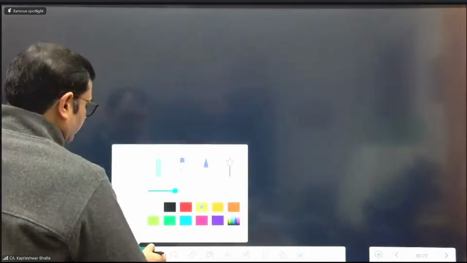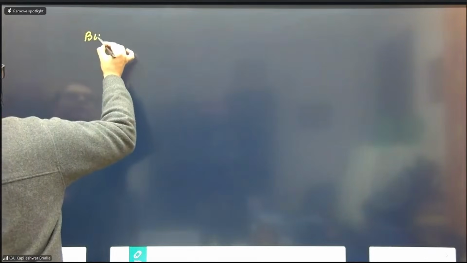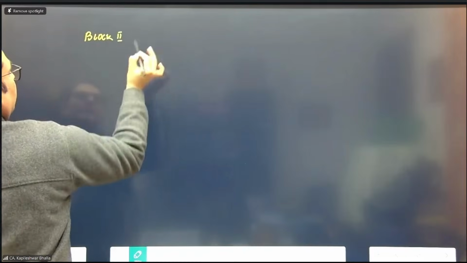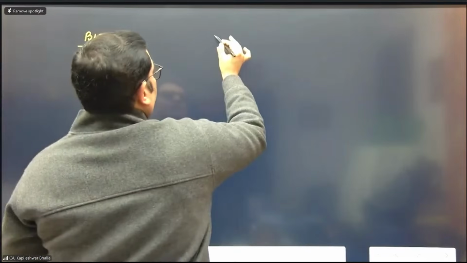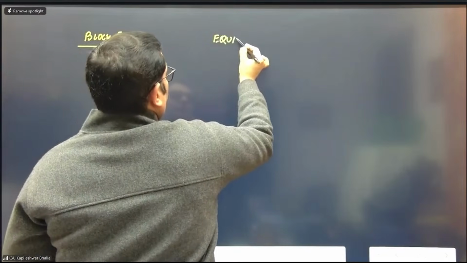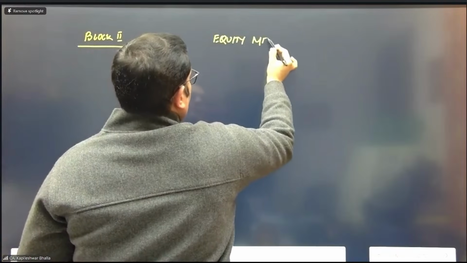Now I am going to take you to block number 2, though we'll do our extensive discussions, of course, practicals in the next class. But at least let's give you a conceptual framework to decide. So we're looking at block number 2, which is on the equity method of consolidation.